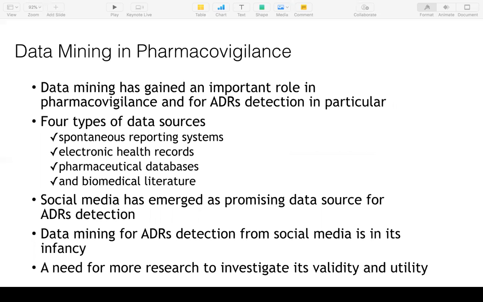Data mining has gained an important role in pharmacovigilance and for adverse drug reaction detection in particular. And data mining, as we all know, has 4 types of data sources: spontaneous reporting systems, electronic health records, pharmaceutical databases, and biomedical literature. Social media these days has been used by patients to write their reviews, write the side effects of drugs, and communicate with other people that have the same health issues. Therefore, social media has emerged as a promising data source for adverse drug reaction detection. Actually, data mining for adverse drug reaction detection from social media is in its infancy, so we need more research to investigate its validity and utility.